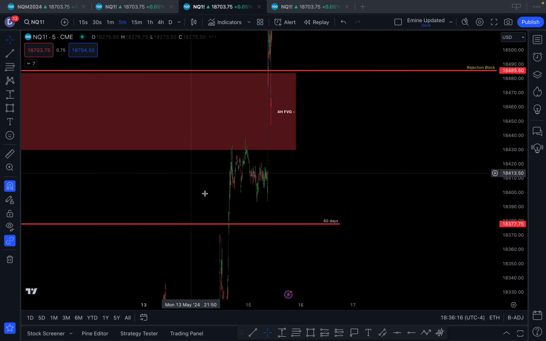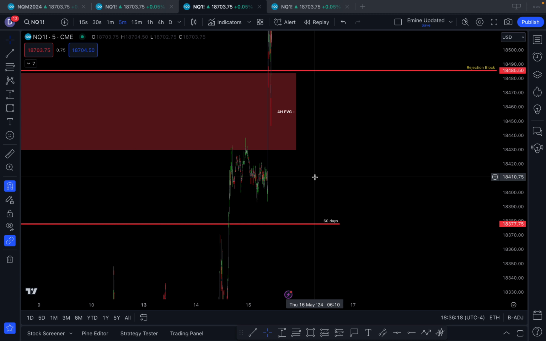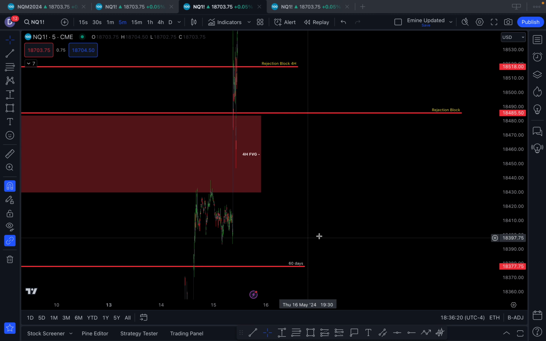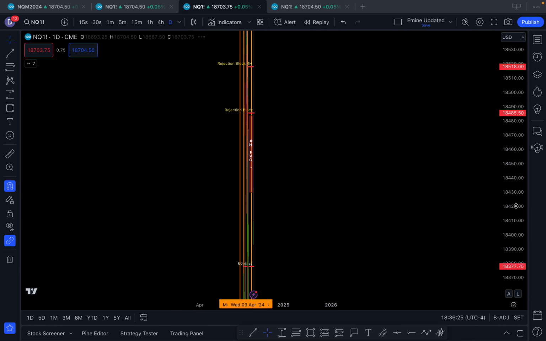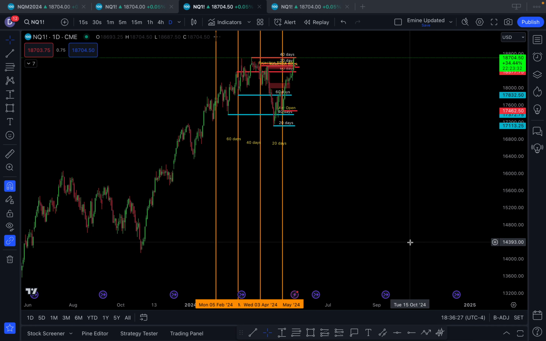We didn't get a daily structural change properly. We did have one, but it didn't take out the lows. Remember?